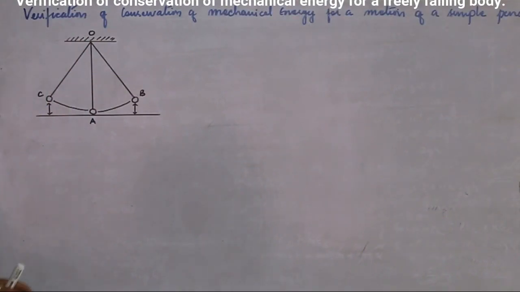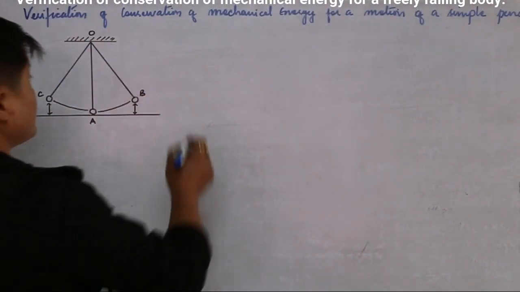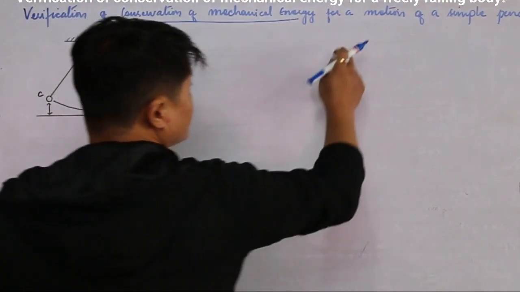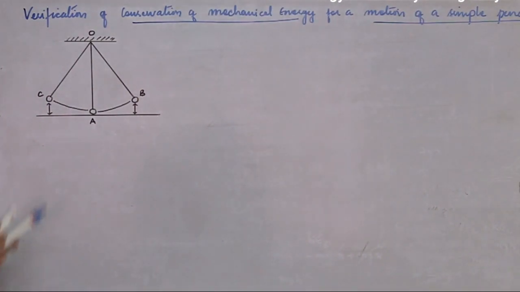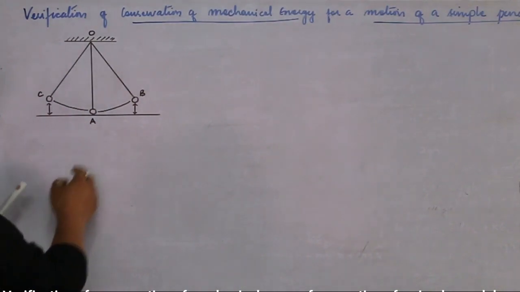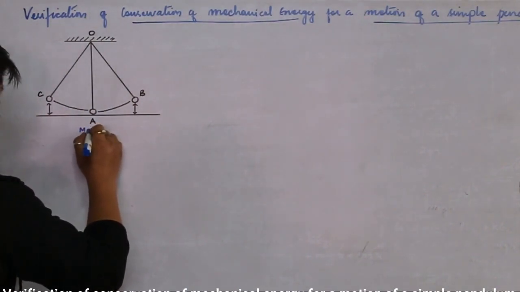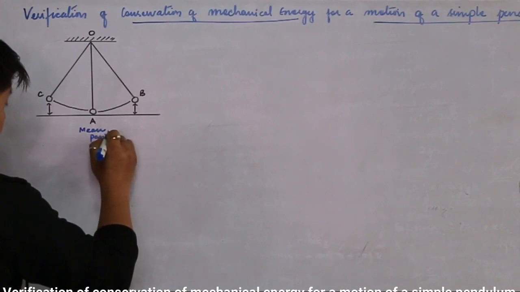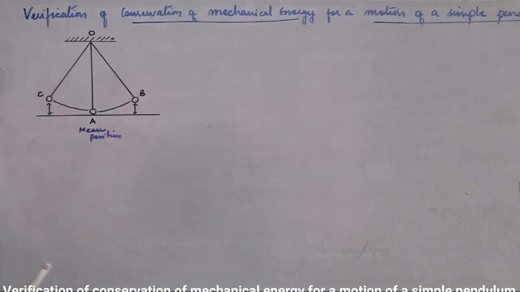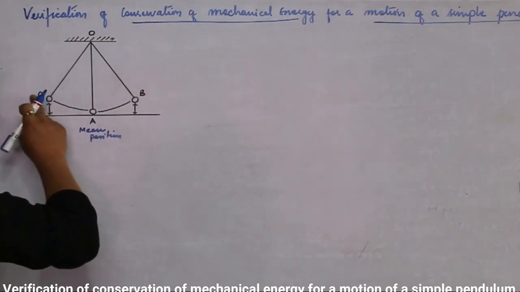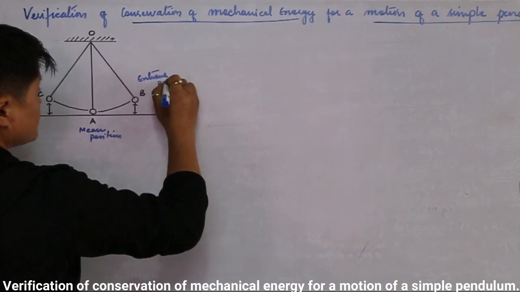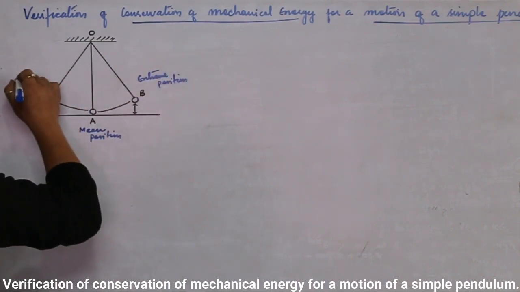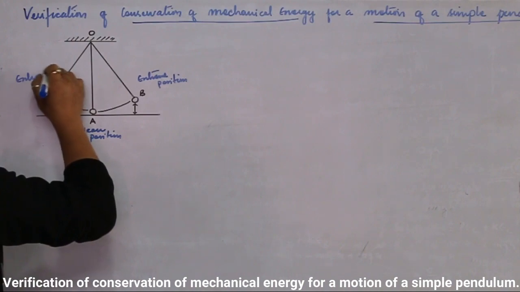Next we will do the verification of conservation of mechanical energy for the motion of a simple pendulum. I have a diagram of a simple pendulum. Here, A is the mean position, or the resting position. From here, if you oscillate, B and C are the extreme positions.